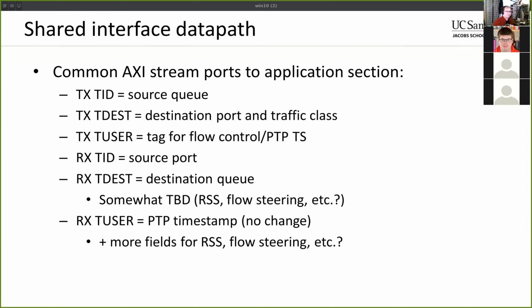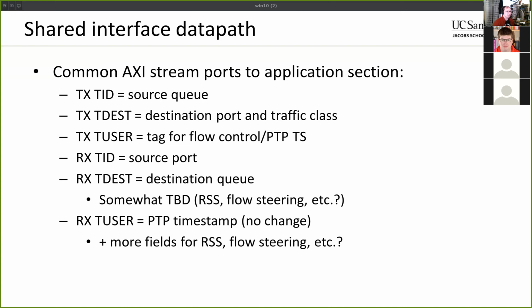This only affects the interface level connections. So instead of having one connection per port, if you have 2 interfaces and 4 ports per interface, you would have 8 of these previously. Now you would only have 2. And the way this is going to work is we're going to use the TID and TDEST signals along with a couple bits in TUser for routing and bookkeeping and whatnot to make everything work.